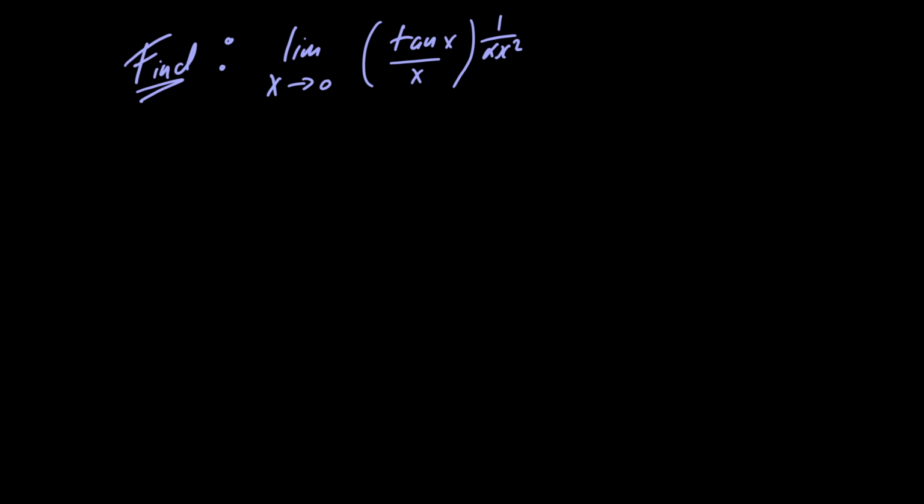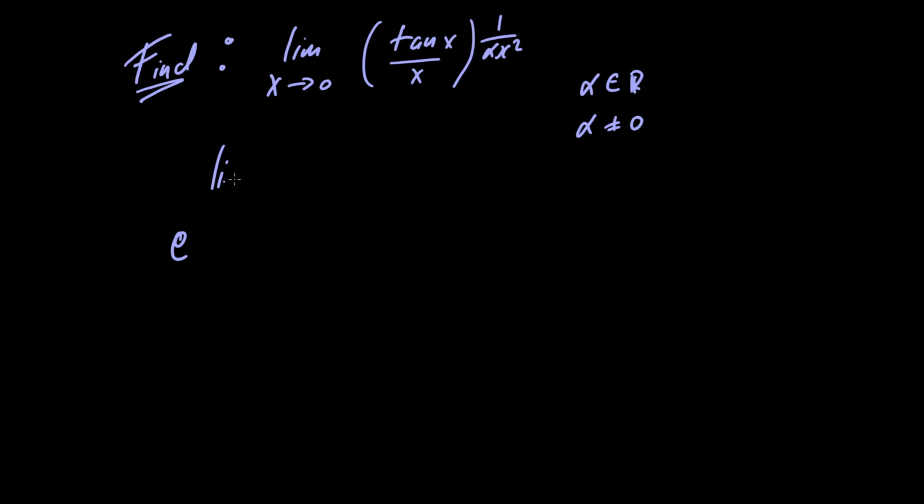Hey everyone, in this video what we're going to do is figure out what the limit is as x approaches 0 of tangent of x divided by x, all raised to 1 over alpha multiplied by x squared. Now in this example, alpha is just a real number and alpha does not equal 0. So we can begin by rewriting the limit in the following form.